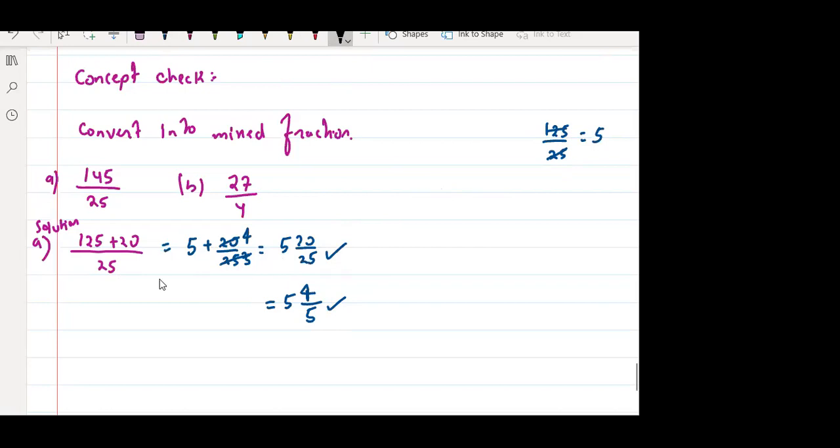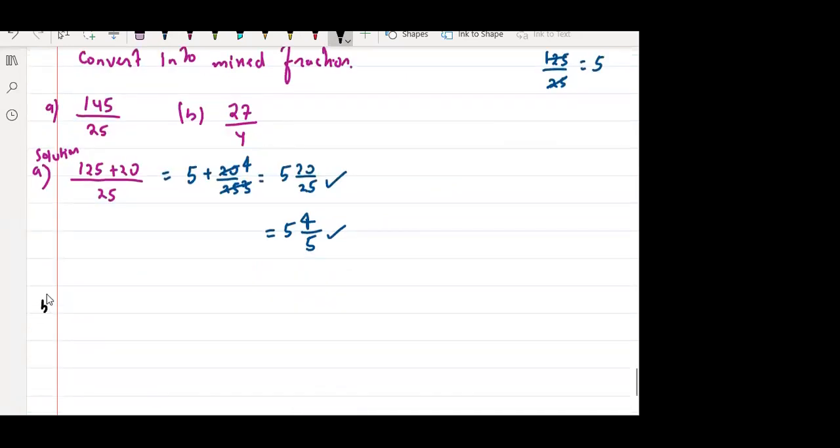So let us solve B. I guess everyone can solve B. So 27 divided by 4. Divide 27 by 4. But I guess we know our tables. So we know it is 24 plus 3 by 4. We know the tables, sir. We have studied so much. So we know the tables.